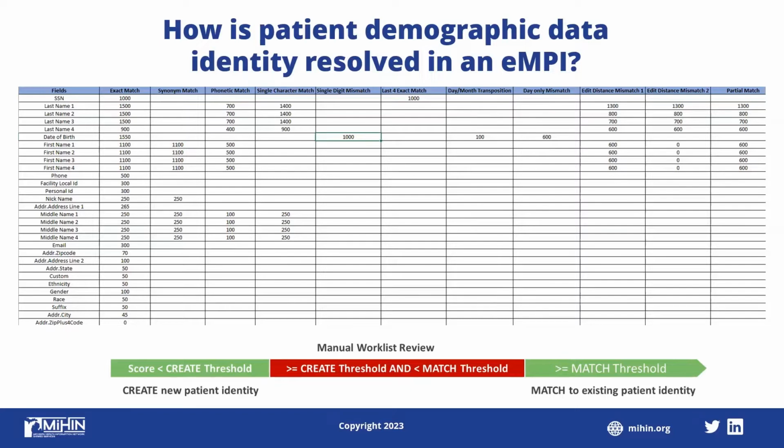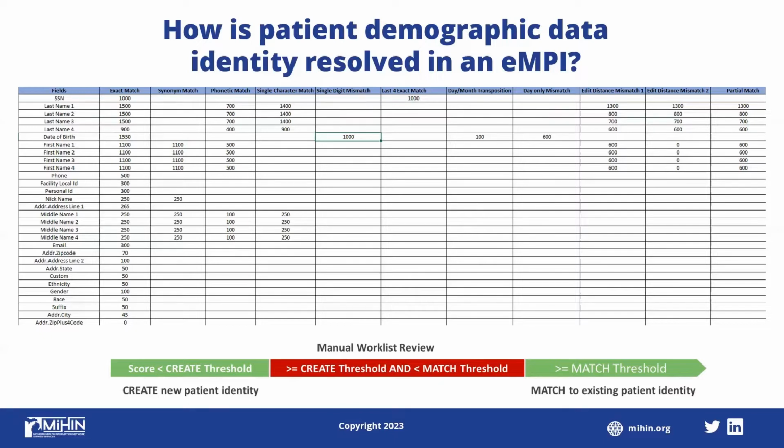Or it's above our matching threshold, which means that it matches an identity that's already in the eMPI, and we're going to get the common key for that identity, and we're going to return it. Or it ends up somewhere in the middle where we don't feel like the score was low enough to create a brand new identity, and we don't feel like the score was high enough to match it. And what we want to do is look at it, and we add it to a manual work list, and a data steward will actually put their eyes on that match and make a decision about whether that's a new identity or if it matches an existing identity.